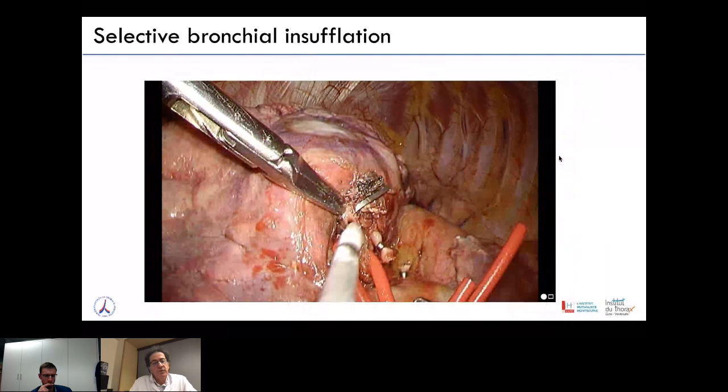One word about selective bronchial insufflation. What does it mean? It means that you can open the segmental bronchus and insert a catheter inside. When we were doing this, we were using a catheter that was developed for cholangiography. So there is a small balloon, so you can insert the catheter in the segmental bronchus, you inflate the balloon and then inject air like this.